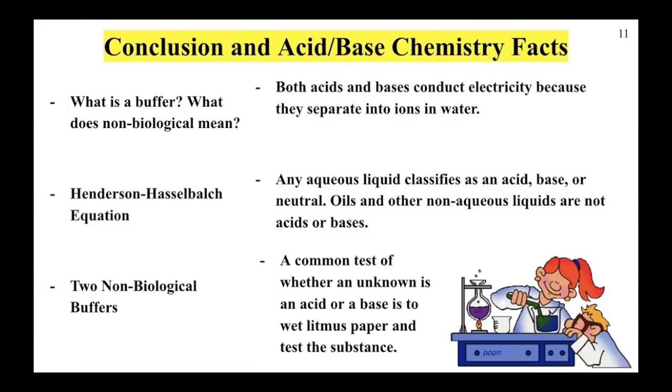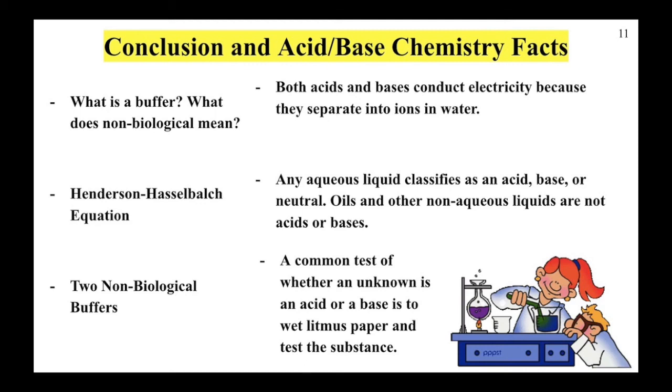Before I put you into your breakout rooms, let's just do a quick overview of what we've learned, and at the end I also have some fun acid-base chemistry facts. So, a buffer solution contains appreciable amounts of both a weak acid represented as HA and its conjugate base represented as A-, or a buffer could also be a weak base represented as B and its conjugate acid represented as BH+. Buffers can neutralize small quantities of either a strong acid or a strong base.